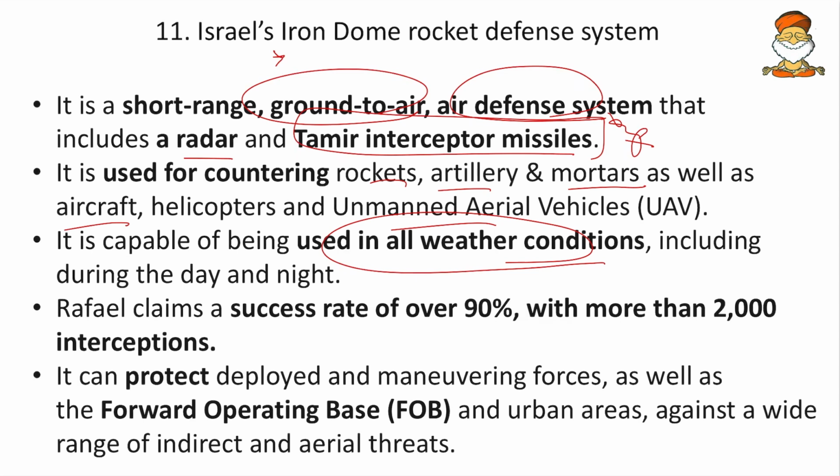Then Rafael claims a success rate of over 90% with more than 2000 interceptions. So, 90% success rate. Then it can protect deployed and maneuvering forces as well as forward operating bases and urban areas. So, anything it will protect. So, all success is nothing but protecting someone else. So, these are some of the specifications we remember. So, maximum questions can be asked like this. So, this Israel's Iron Dome project, what is it? This is a missile interceptor system.